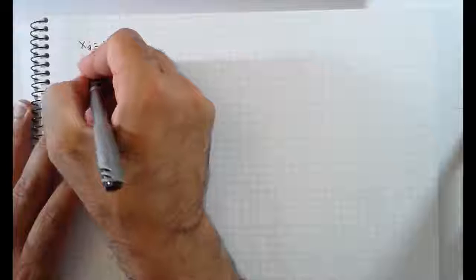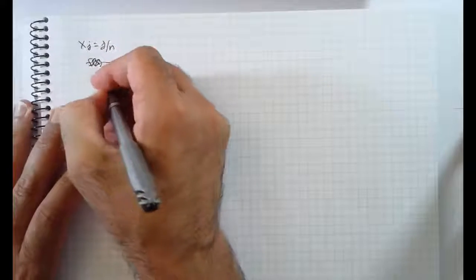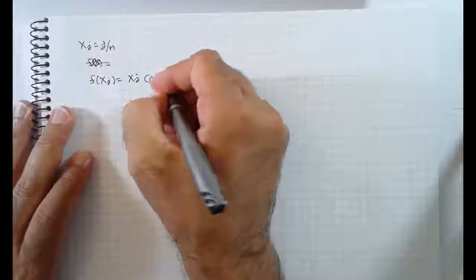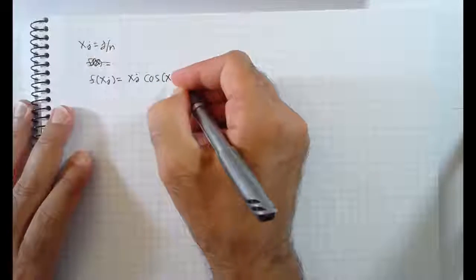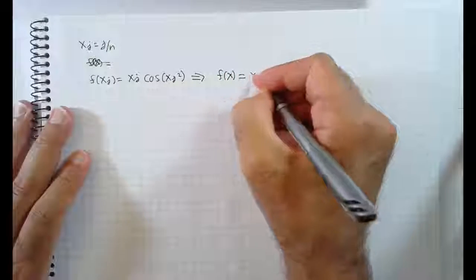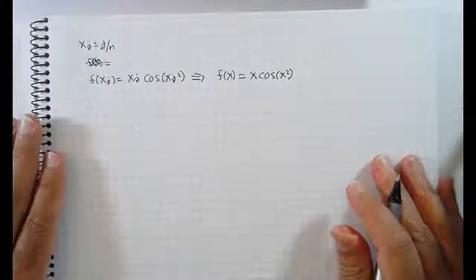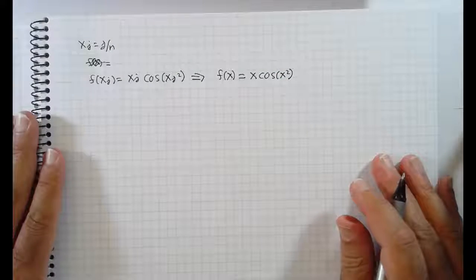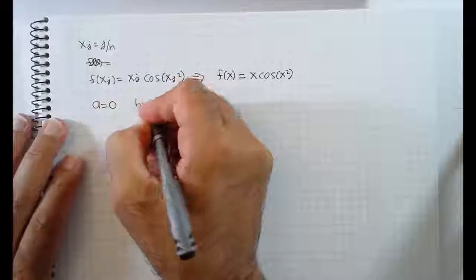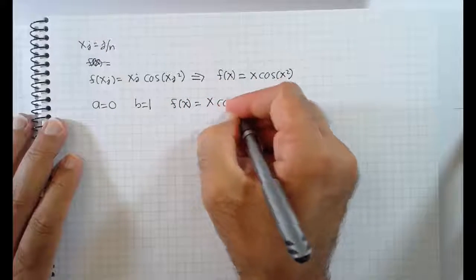So let's rewrite the function. f of xj is equal to xj cos of xj squared. And that means the function f of x is x cos of x squared. Now that we have all the pieces of the puzzle, we can transform the Riemann sum into a definite integral. We have a to be 0, b is equal to 1, and the function f of x is equal to x cos of x squared.